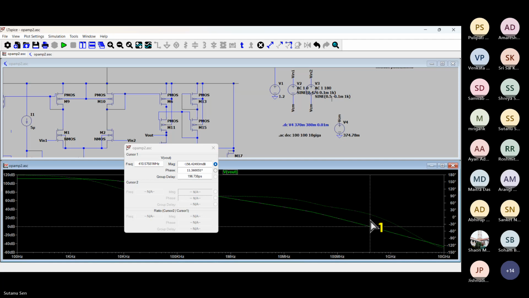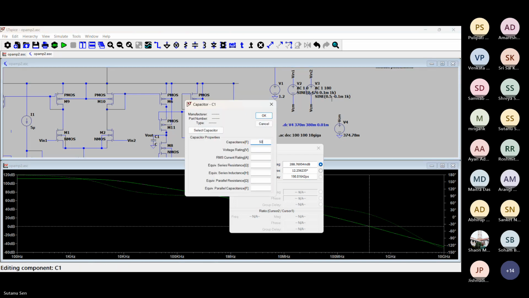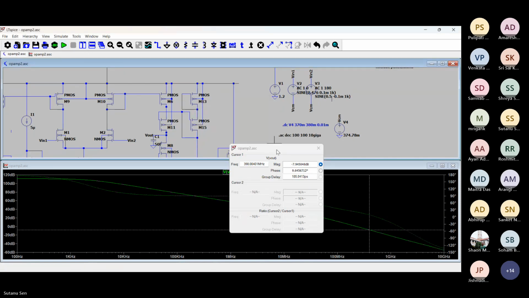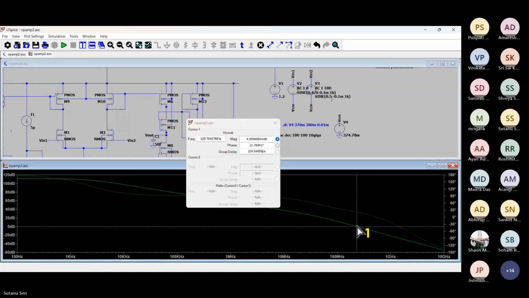Phase margin is bad, sir. Around 12 degree phase margin. So that is okay. You have to put a cap so that you can compensate. So you put some cap, maybe 50 femtofarad. Put a cap of 50 femtofarad.